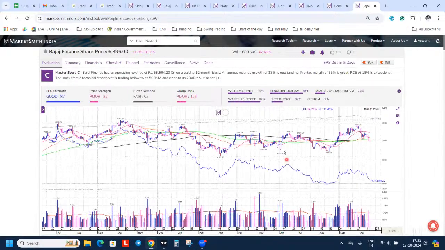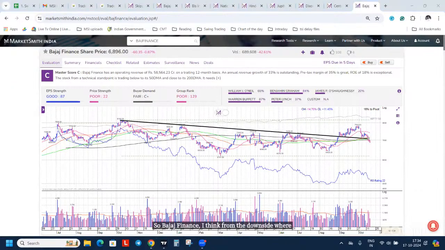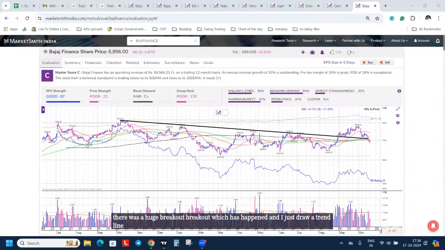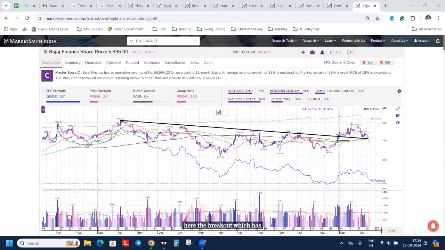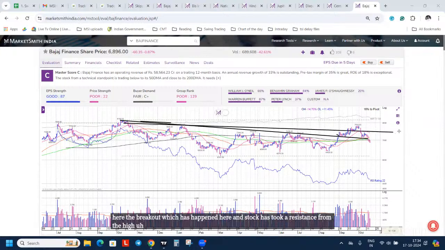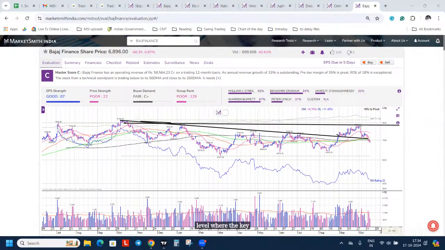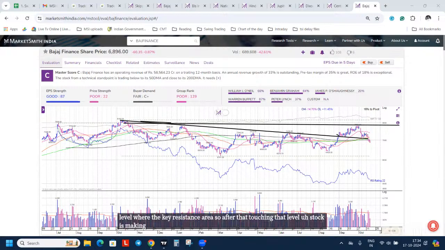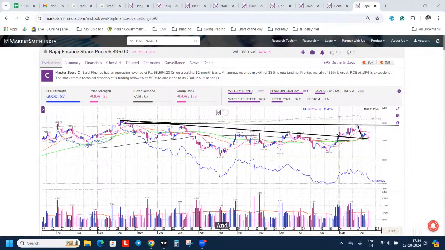Bajaj Finance: from the downside there was a huge breakout, and I just drew a trend line. The stock took resistance from its previous high, the key resistance area. After touching that level, the stock is making a lower low, lower high price pattern, and if you draw it clearly, we can see a slight bearish flag kind of pattern.